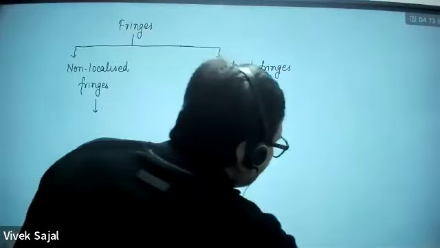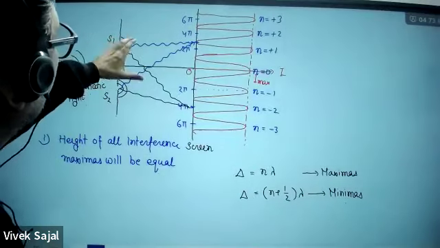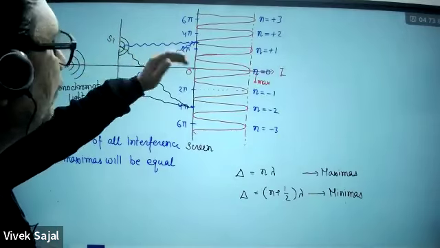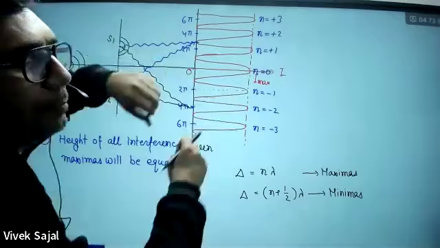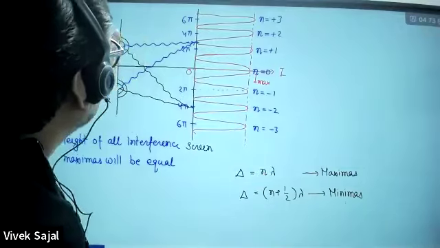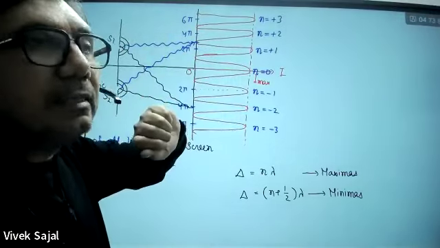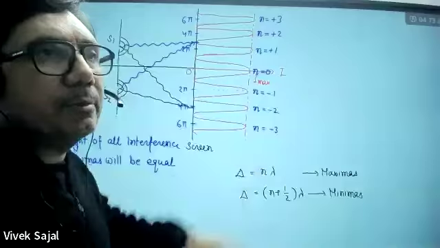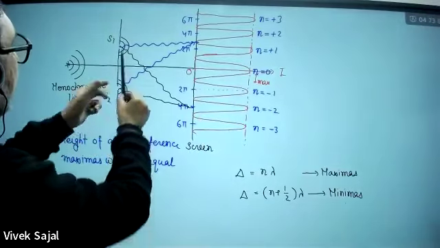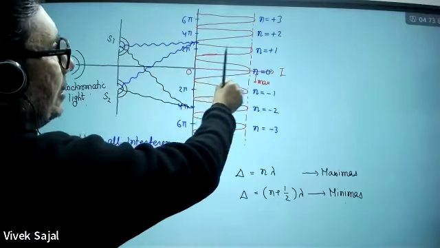slits. So try to understand the meaning here. These coherent lights are emerging, these wavefronts are emerging, and they are going to overlap over each other. So basically, this complete space in front of S1 and S2 will be filled by the maxima and minima. You can place your screen anywhere. You can place your screen here, here, or here.